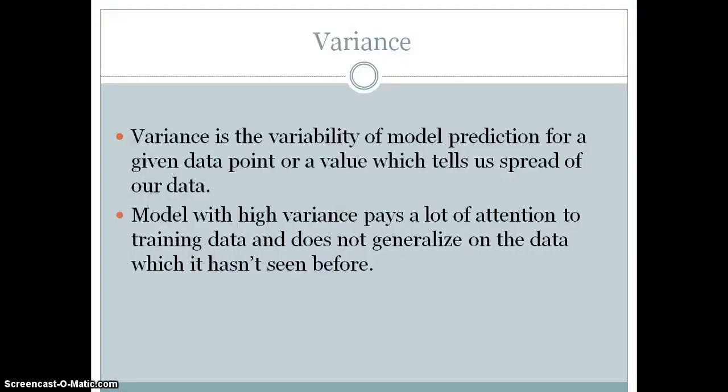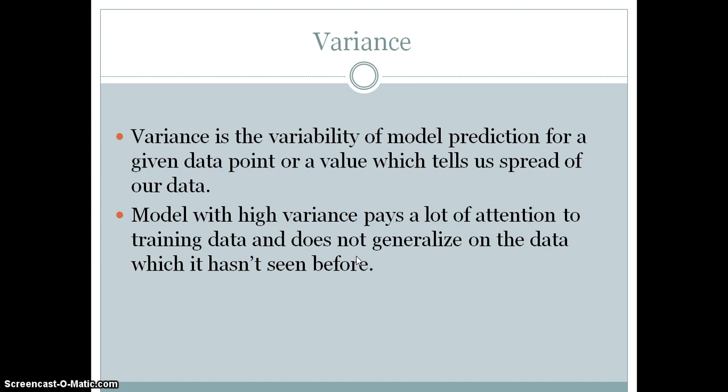Variance is the variability of a model prediction for a given data point or value, which tells us the spread of the data, how the data is spread among the data set. A model with high variance pays a lot of attention to training data and does not generalize on data it hasn't seen before. It will pay a lot of attention to training data rather than the testing data. So it is difficult to analyze a model with high variance on a test data set, not on a training data set.